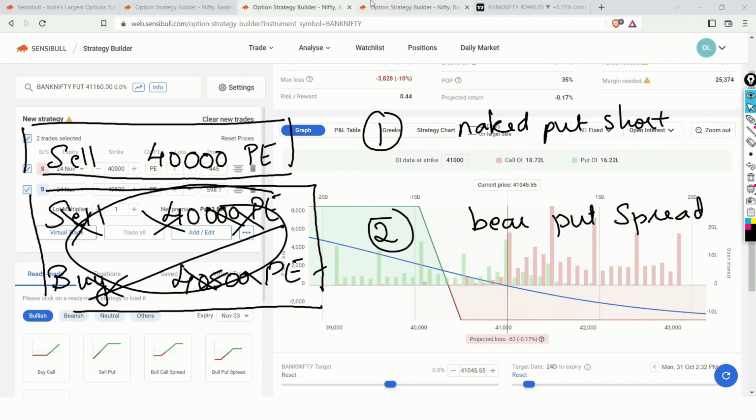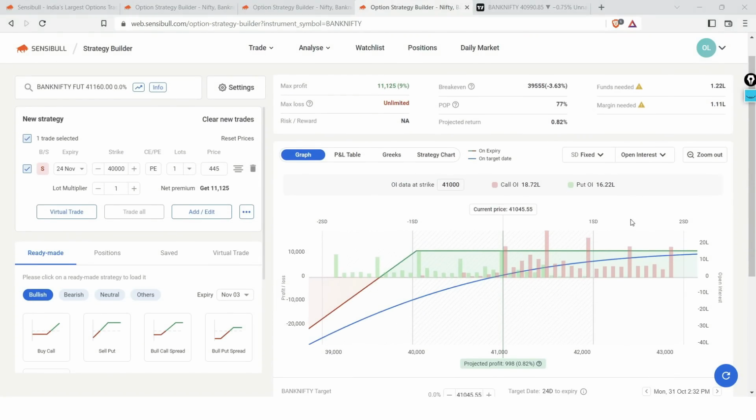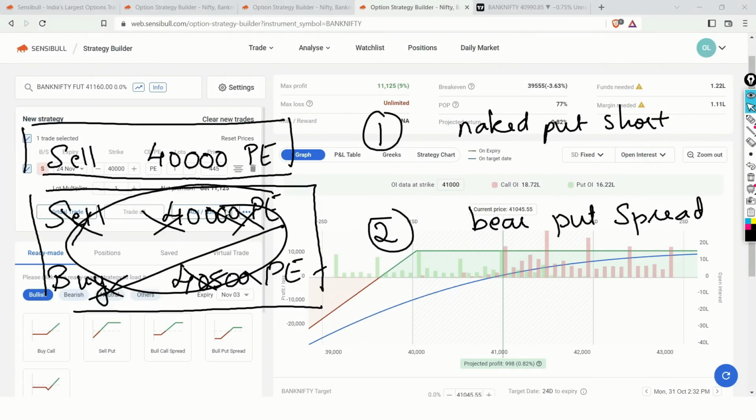So when we actually put the payoff graph of this, we can see here that this is the only leg which is going to cause us some trouble. So that means we really don't have to bother about these two legs at all.